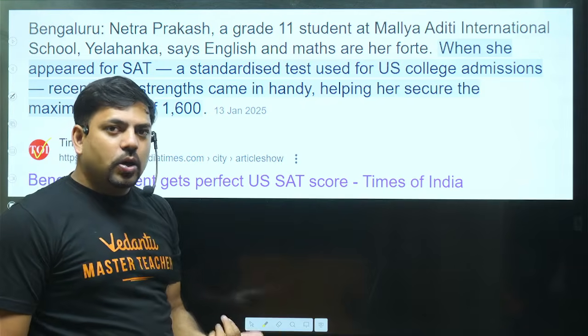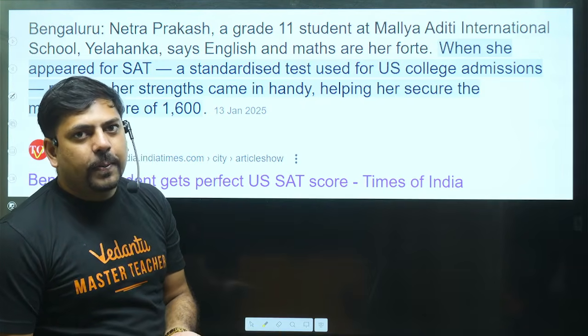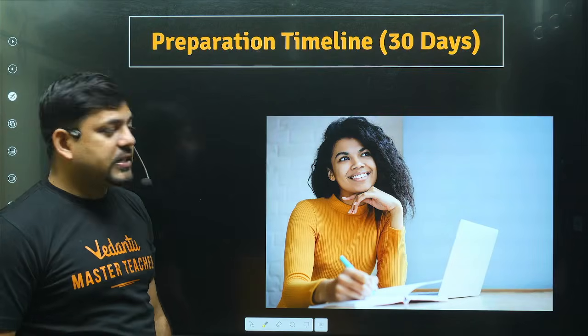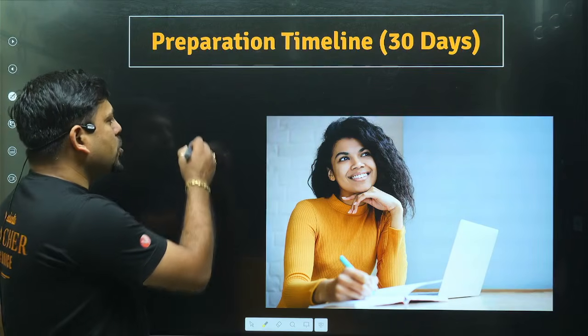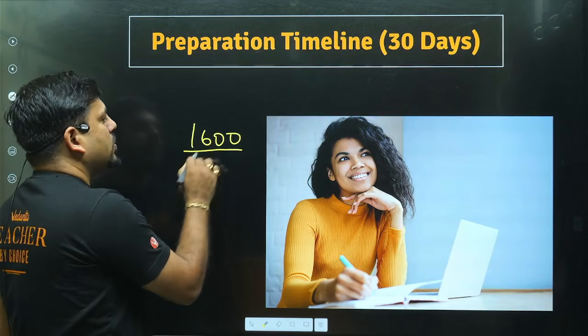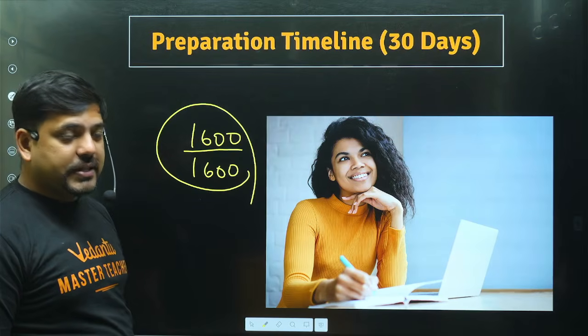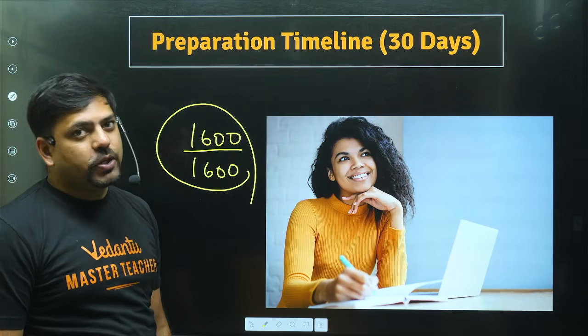And this girl got 1600. She is a Bangalore girl and she was able to do it. So if she is able to do it, everyone would be able to do it. This is actually possible. And in fact, people do get 1600 out of 1600 also. Like full marks in the SAT examination, an examination which is accepted by the entire world. In that she got 1600.